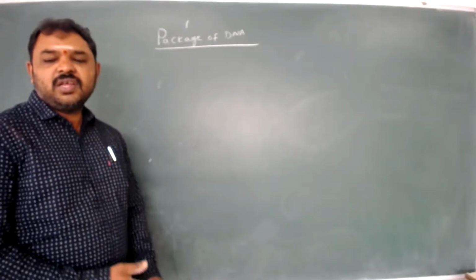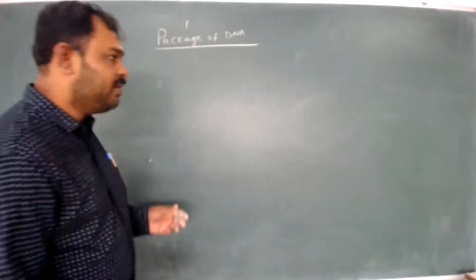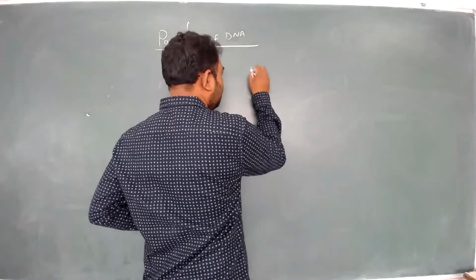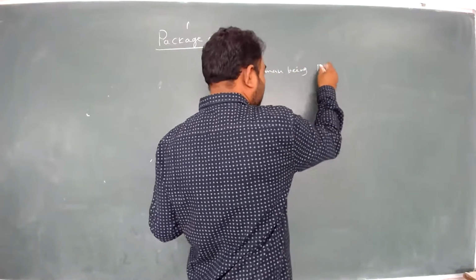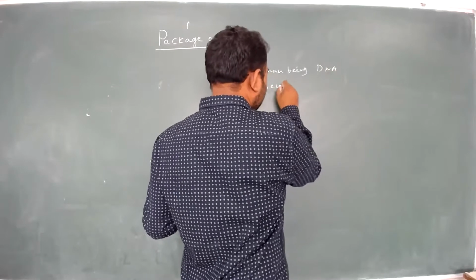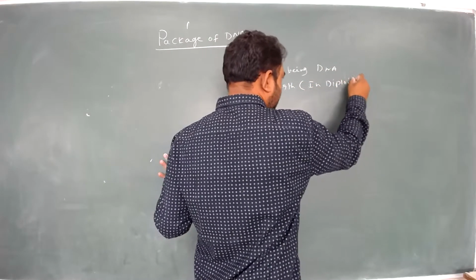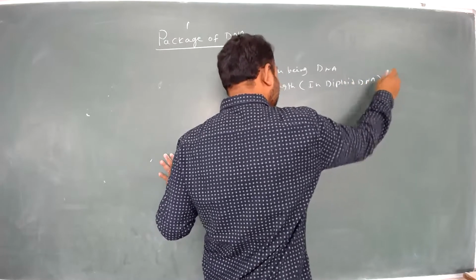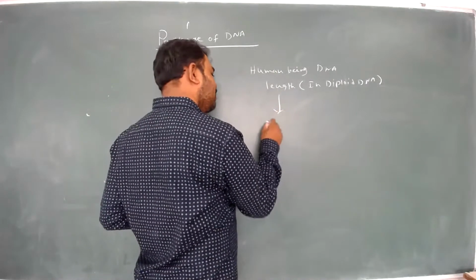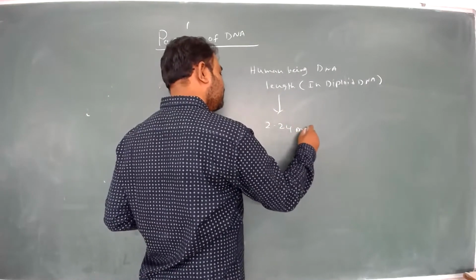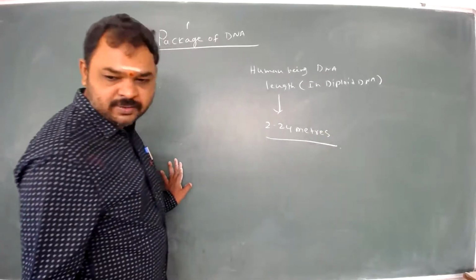What is the length of DNA? 2.24 meters in human beings. You can see this here, human being DNA. Especially in diploid DNA, yesterday we discussed human being DNA length in diploid DNA. How many meters are there? 2.24 meters. Human diploid DNA length is 2.24 meters.